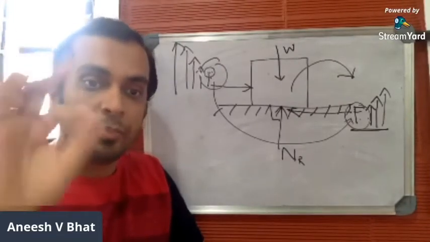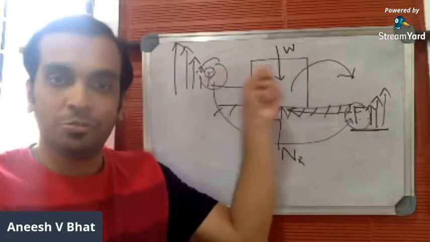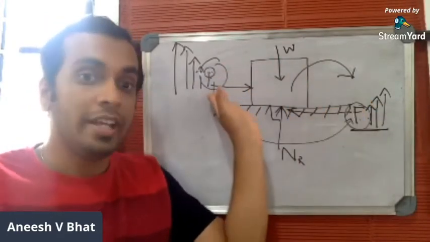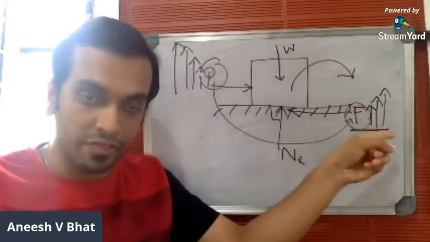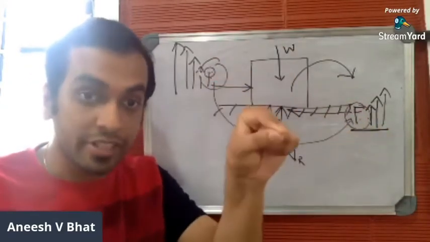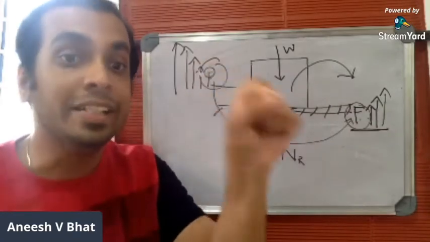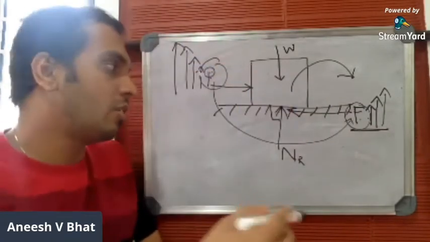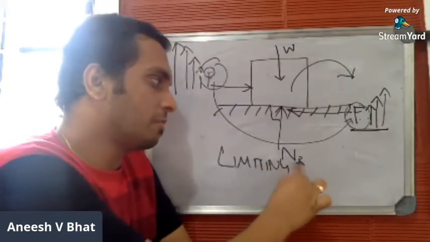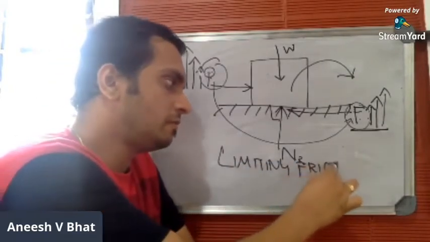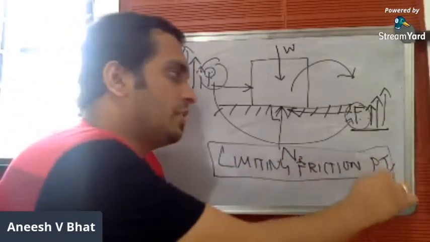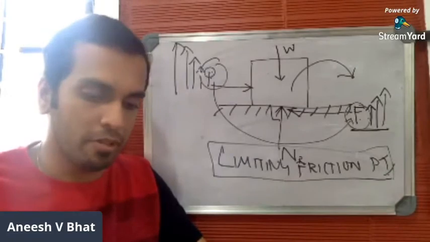And that particular point till which this process continues, as you increase the magnitude of external force and the magnitude of friction resistance increases, that particular point till which it increases is called the limiting friction point, which is very, very important.